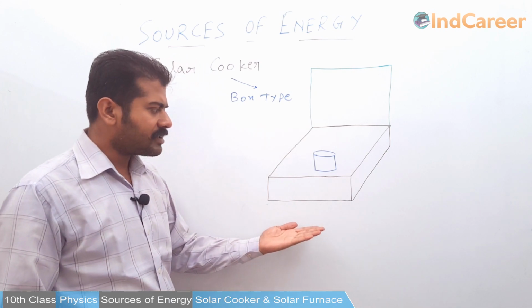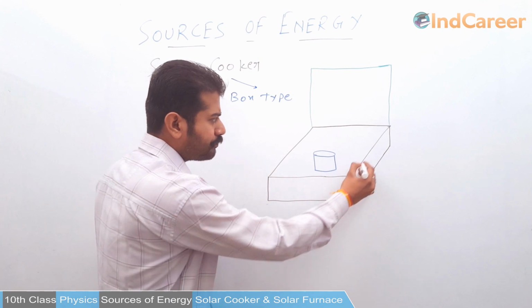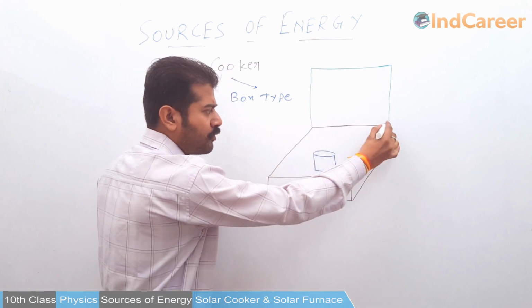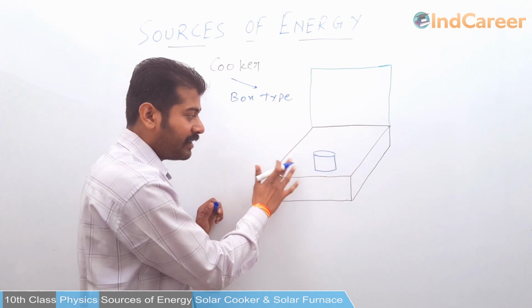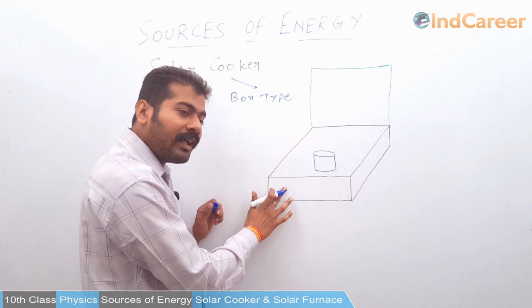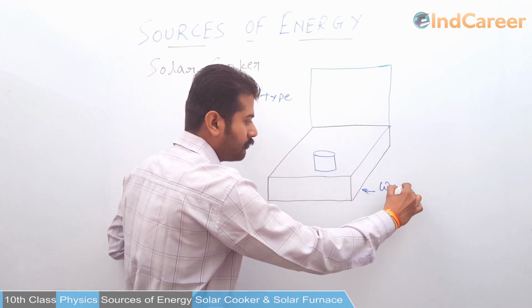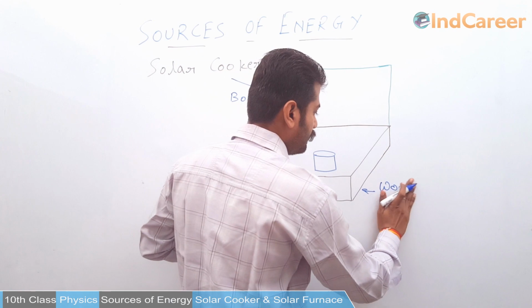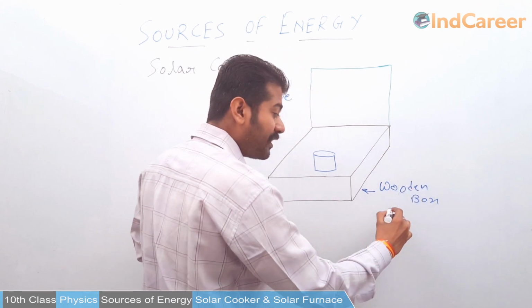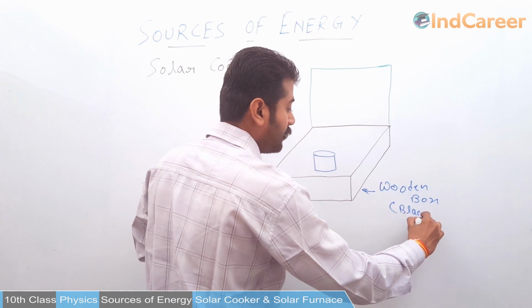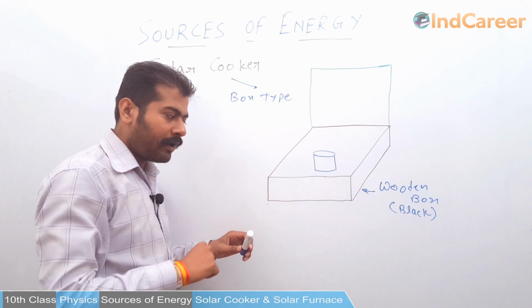We have first the wooden box. एक लकड़ी का बॉक्स बना हुआ है, and this wooden box is painted black from the inside. Inside of the box the color is black. So this is a wooden box, painted black. Inside of the box we painted black color.